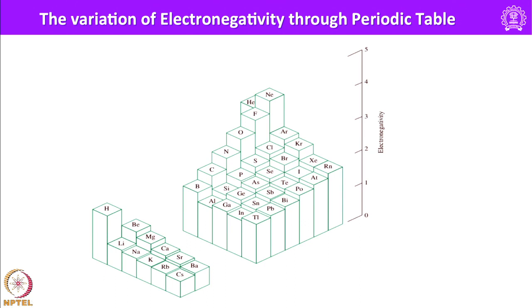We have to consider only the remaining elements, and we can see the trends. These trends give a lot of information. In the case of alkali metals, hydrogen shows a maximum of 2.1, and then we have beryllium and then magnesium, and of course, cesium has the least electronegativity value among all elements in the periodic table.